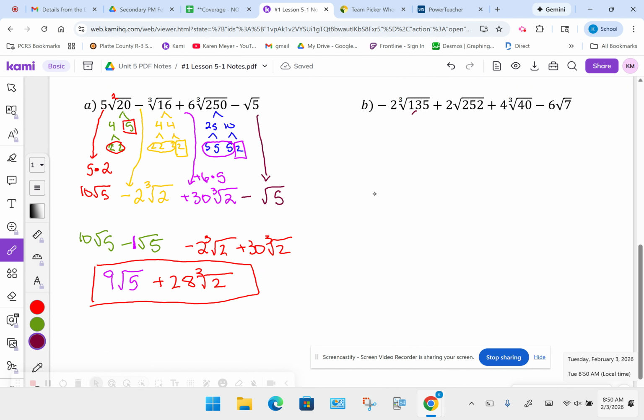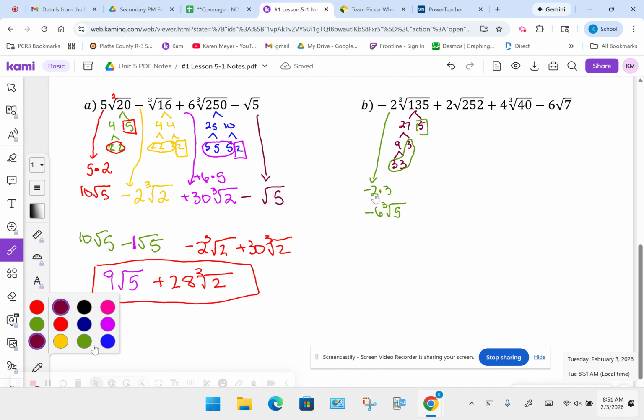So we're going to start by breaking each one down with a factor tree. So I'm going to do 27 and 5. Then I'm going to do 9 and 3, 3 and 3. And then my index number is a 3. So I'm looking for a group of 3, which happens to be 3 with a leftover 5. So I'm going to bring my negative 2 down, and I'm going to multiply that by 3, which makes negative 6 cube root of 5.